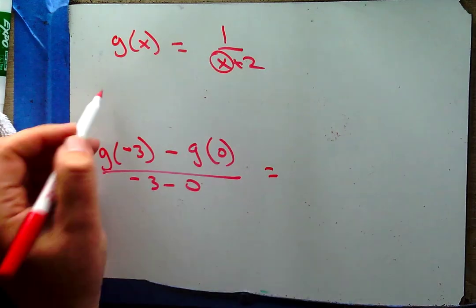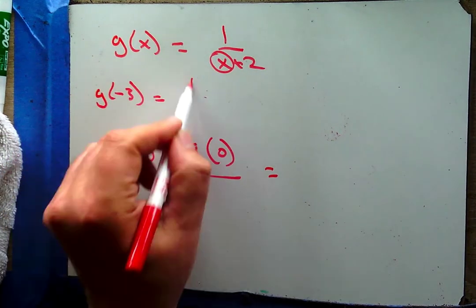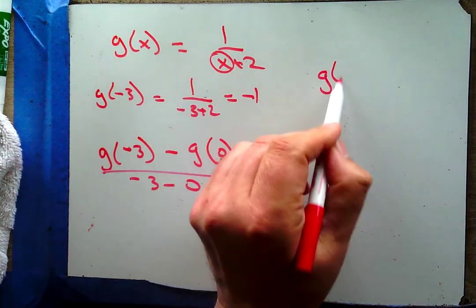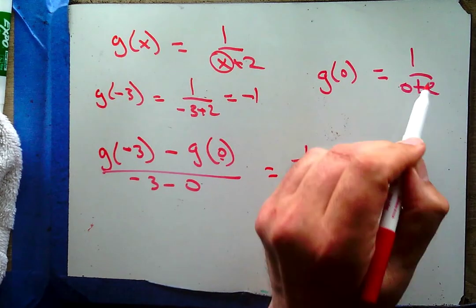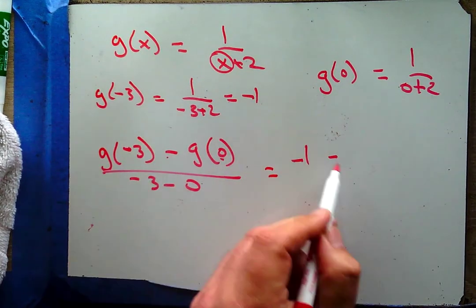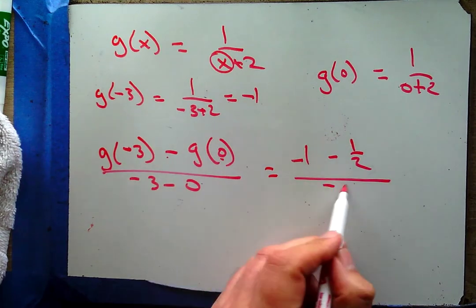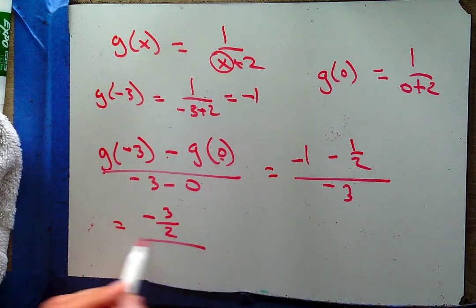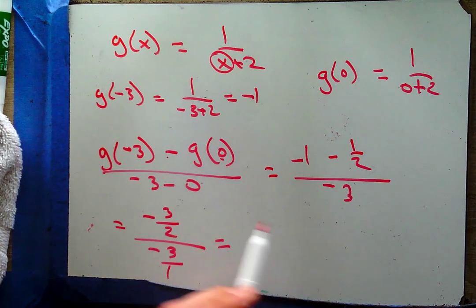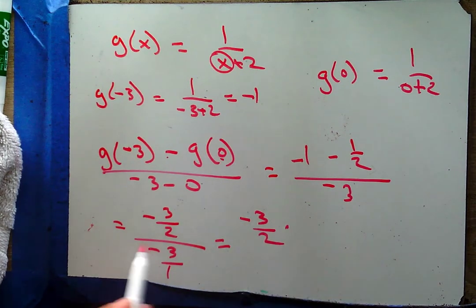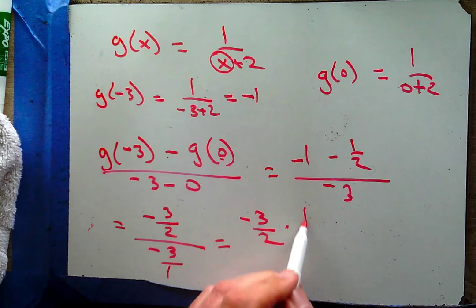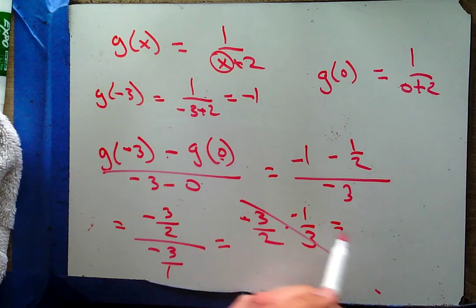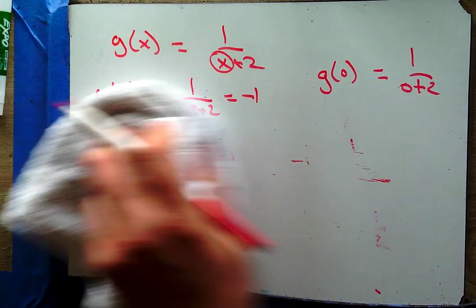Good. So I need to find g of -3. 1 over negative 3 plus 2, or negative 1. I need to find g of 0. That's 1 over 0 plus 2, or 1/2. So negative 1 over negative 3 is negative 1/2 divided by negative 3 over 1, or negative 3/2. I remember Mrs. Rowan teaching me that when you're dividing with fractions, you flip and multiply. So these cancel. Negative times negative is a positive, and I end up with positive 1/2.